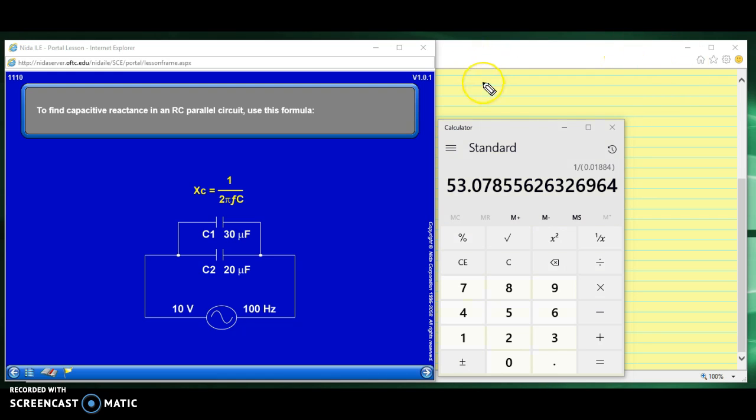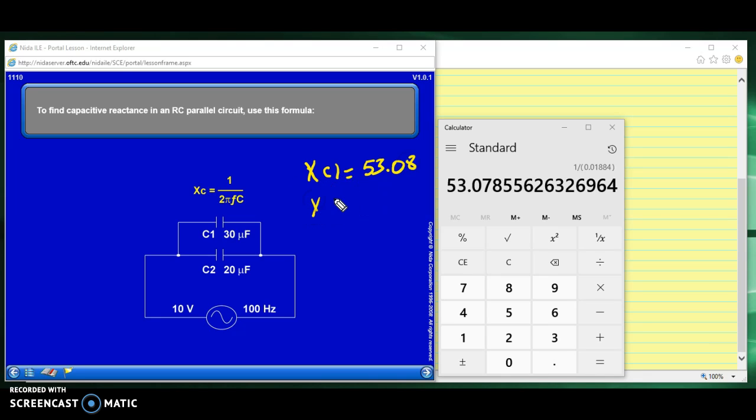So let's write that down. We'll come over here, and we'll say, let's try a different color. Let's try yellow. We'll say X, and my pen is not writing. Why is my pen not writing? Let's try this one more time. X of C1 equals 53.08.